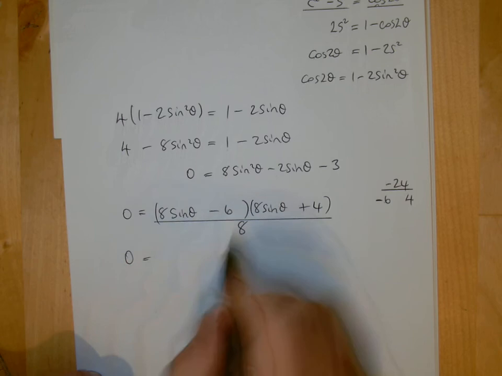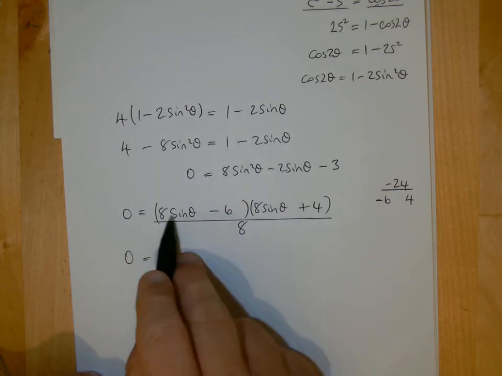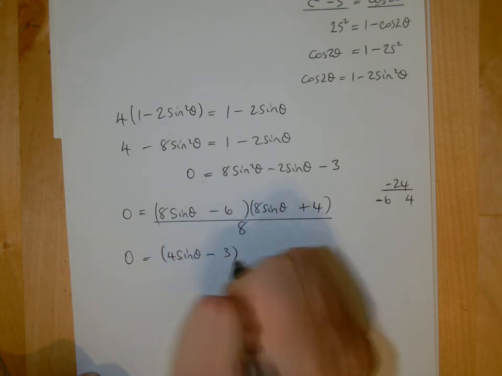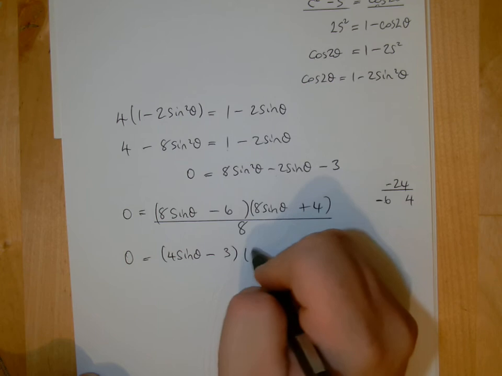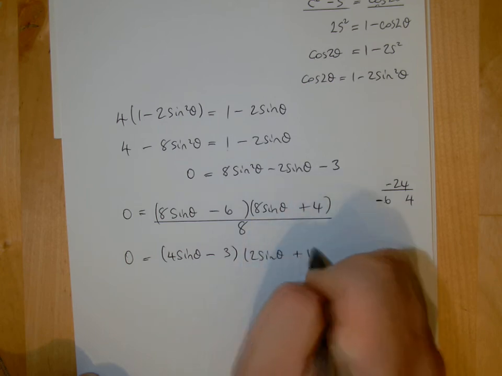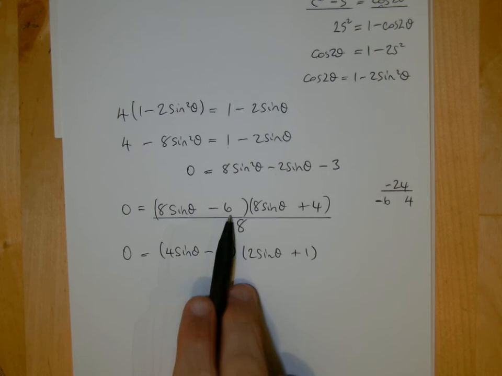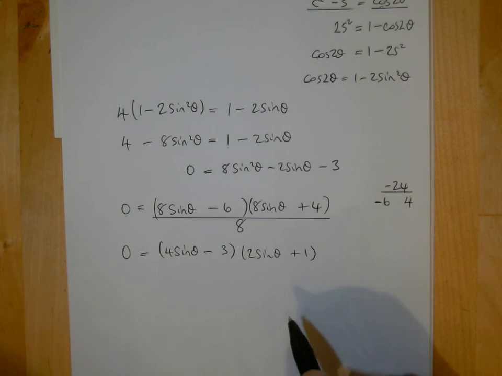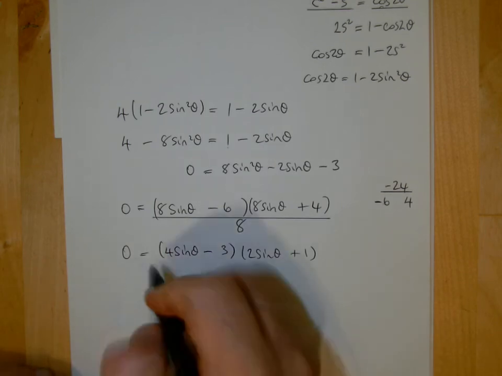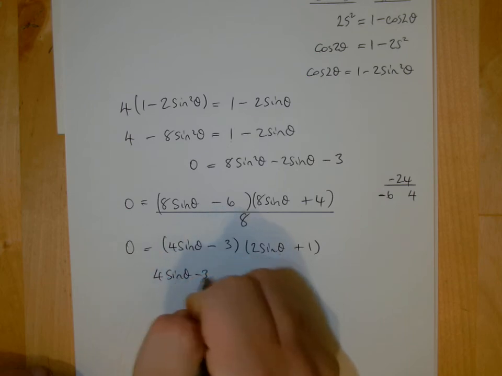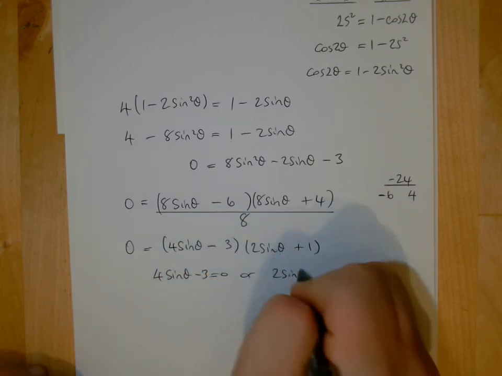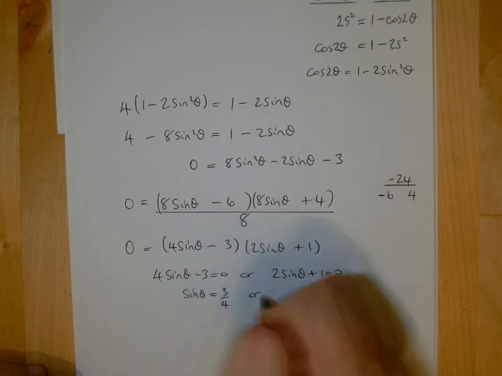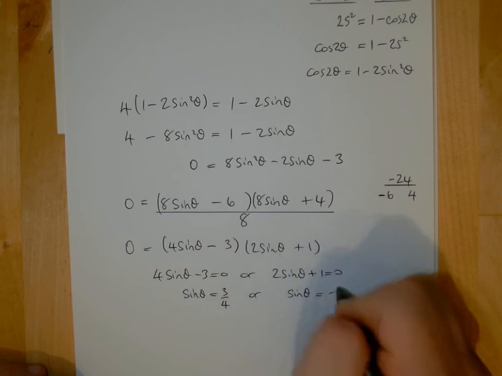So we've got 0 equals, well, this bracket here has a factor of 2, so we can divide through by 2, so we have 4 sine theta minus 3. And this bracket here, I can divide by 4, so 2 sine theta plus 1. I've divided this one by 2 and that one by 4, so overall I've divided by 8. So we've done it properly. And I've got these two brackets equal to 0. So 4 sine theta minus 3 equals 0, or 2 sine theta plus 1 equals 0. So sine theta equals 3/4, or sine theta equals minus 1/2.